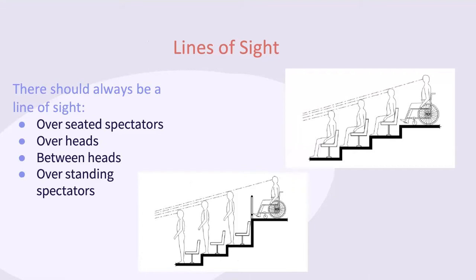So for example, if general spectators have lines of sight over the heads of spectators in the first row, then spectators seated in wheelchair spaces should also have a line of sight over the heads of spectators in the first row. And this also applies whether spectators are seated or standing, and also between the heads of spectators. If it's an event where people are going to be expected to be standing, then wheelchair spaces should generally have a line of sight over standing people, like in the very bottom picture.